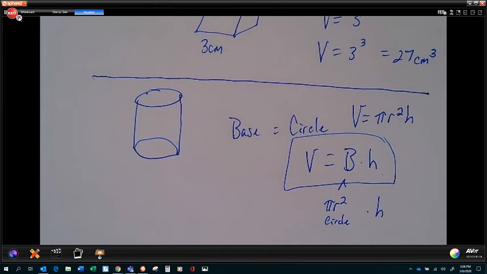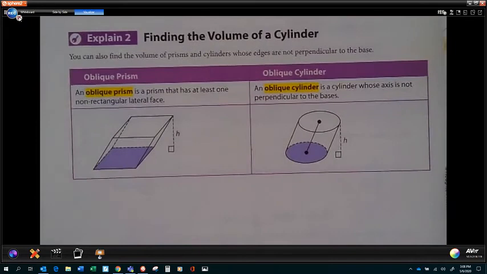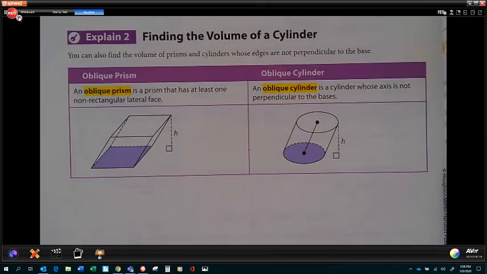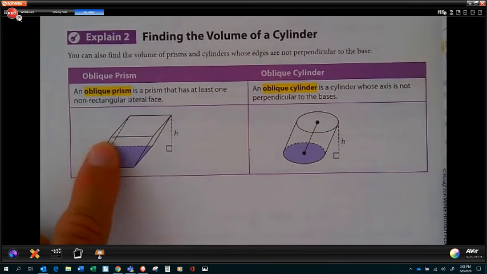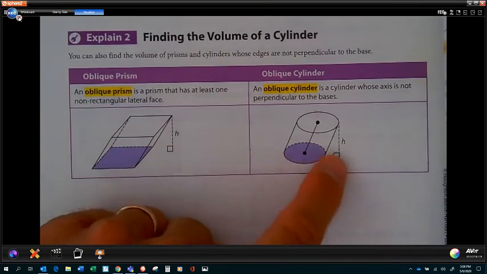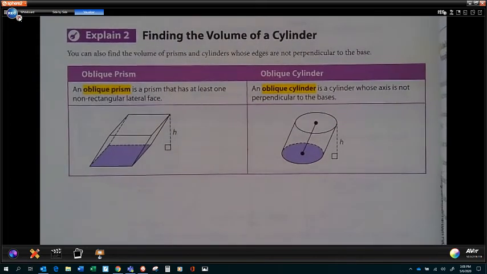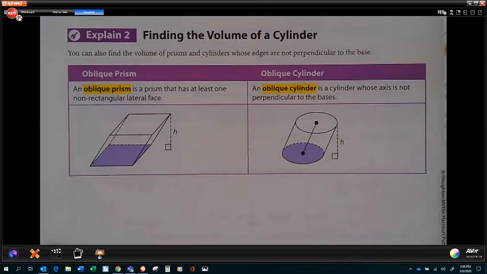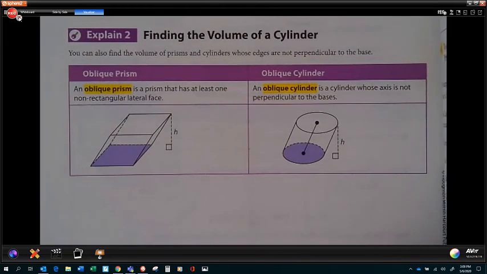Now sometimes those aren't as easy. Sometimes those are right prisms and right cylinders. Sometimes you're going to get what we call an oblique prism. Now, it doesn't change anything. Again, you take the base and multiply it by the height. Again, the base is a circle, multiply it by the height. Doesn't matter if it's oblique or if it's right angled, like the first examples I gave you. You still do the big base, which is a rectangle or square or a circle, and multiply it times the height.